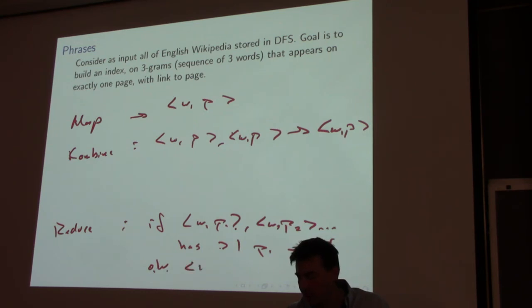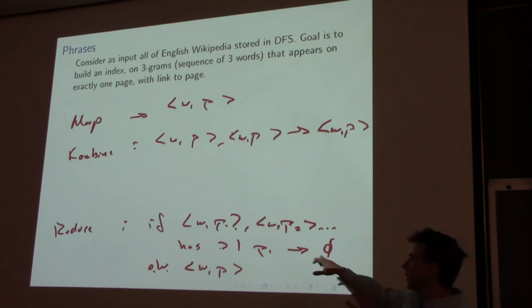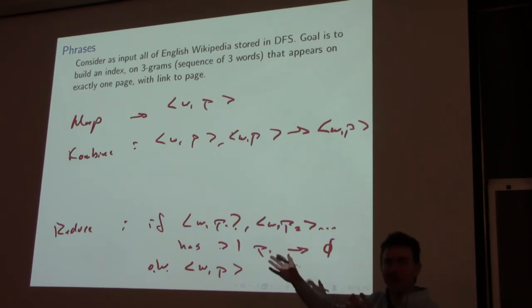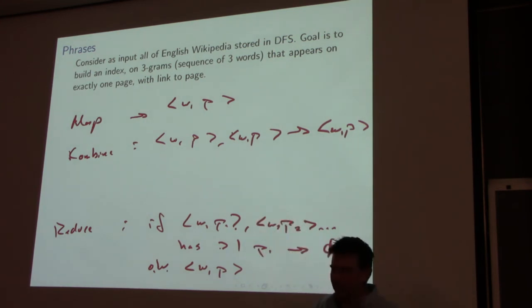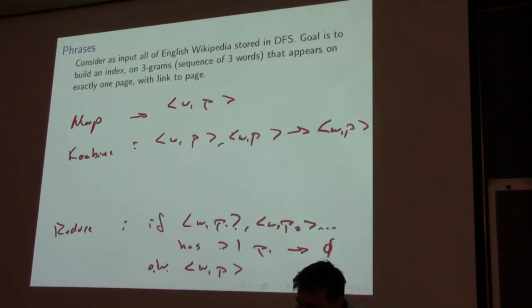Otherwise, I just return the word with a link to the page. Okay, so I can do something a little bit more complex. You kind of start to get the idea, right? All right, and this is instead of a word. Now, word equals a 3 gram.